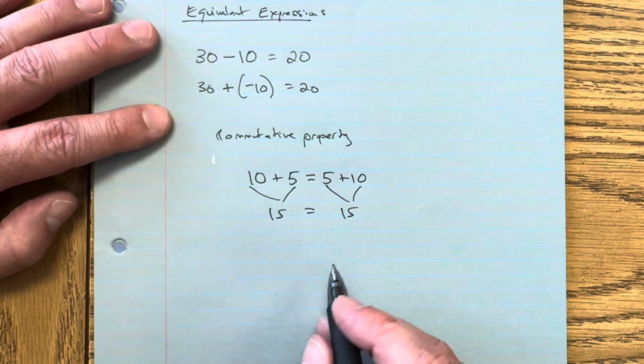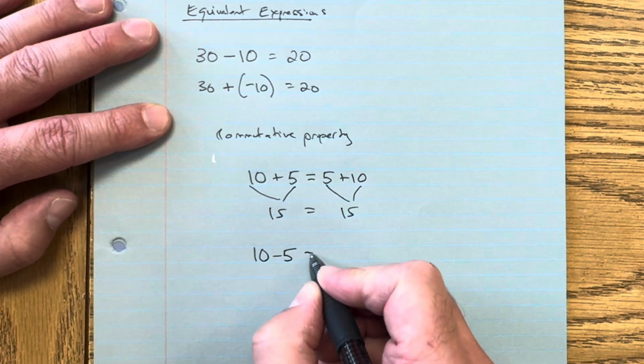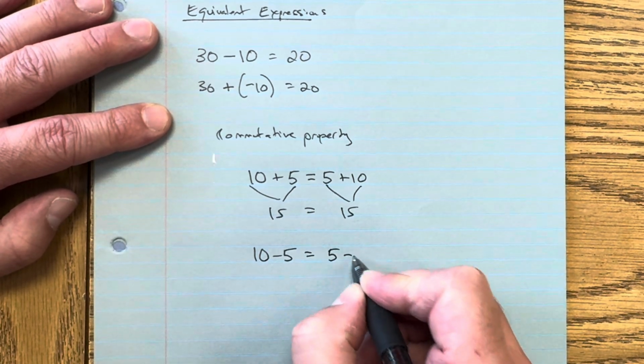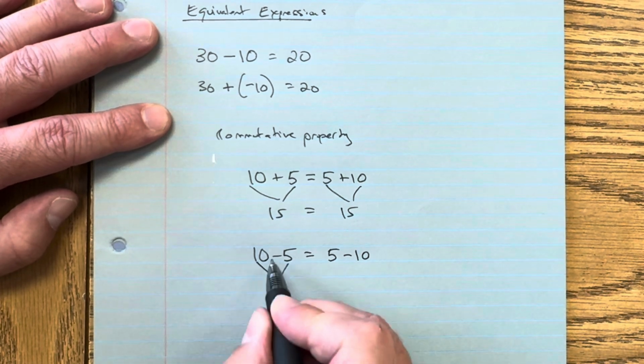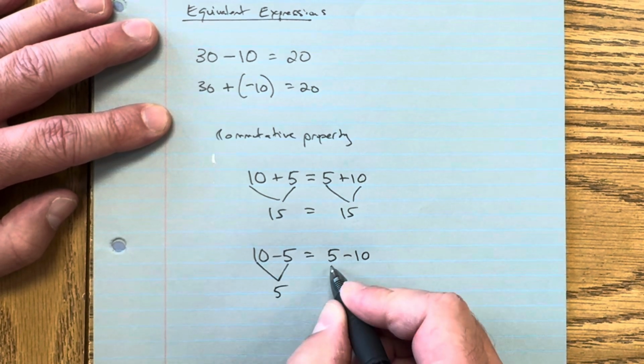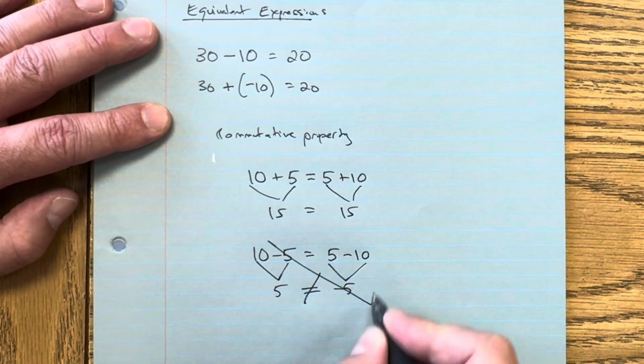Now, what if I went and did this? What if I had 10 and I wanted to subtract 5 from it? I can't do this, can I? This is totally wrong. Because isn't 10 minus 5, 5? But 5 minus 10 is negative 5. So that doesn't equal. This is no good.